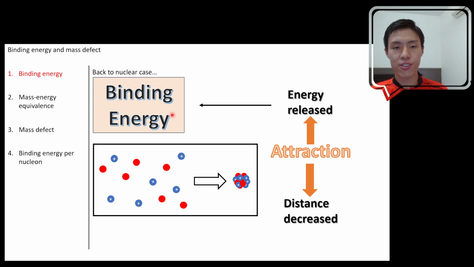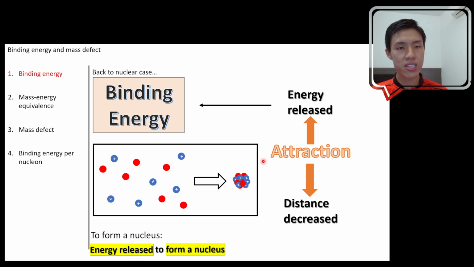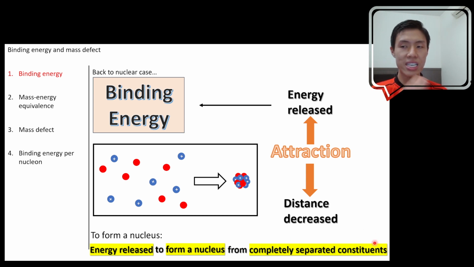So to provide a definition based on our understanding over here, we can define binding energy to be the energy release. We're talking about energy release to form a nucleus. So during the formation of nucleus, energy is released. But how do we form a nucleus? We form a nucleus from completely separated constituents. Constituents means the ingredients you need to make a nucleus. So in this case, for a nucleus, its constituents are protons and neutrons. So we can substitute this word constituents here with protons and neutrons. So you can say that binding energy is the energy released to form a nucleus from completely separated protons and neutrons.